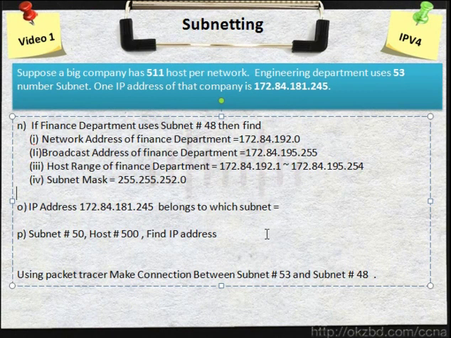Now here is the tricky question. An IP address is given, and we have to find out the subnet, meaning in which subnet this IP address belongs. For this, you have to convert the IP address into binary. 172.84 is the network address; we don't have to do anything. We will work with these two octets: 181.245. First, 181.